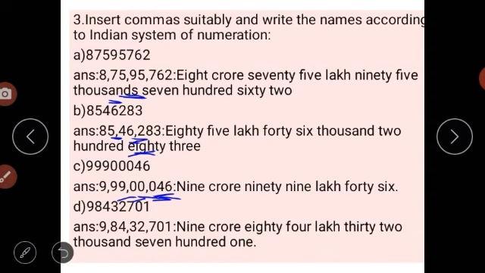Next, what is the last question we have here? 98432701. So here we will start counting it the same from the right side. So what are the last 3 digits? 701. After that we will place a comma. Next, what are the 2 digits? After this we have 2 and 3. So again we will place a comma.